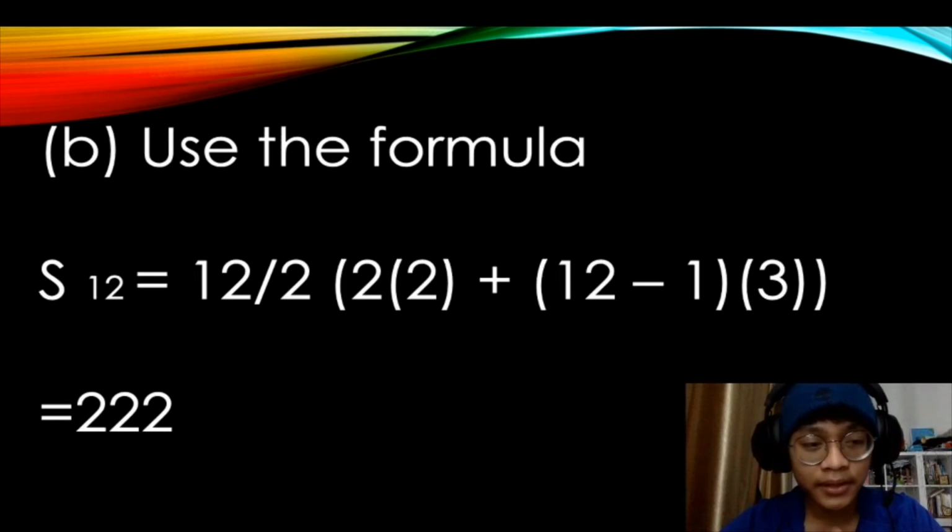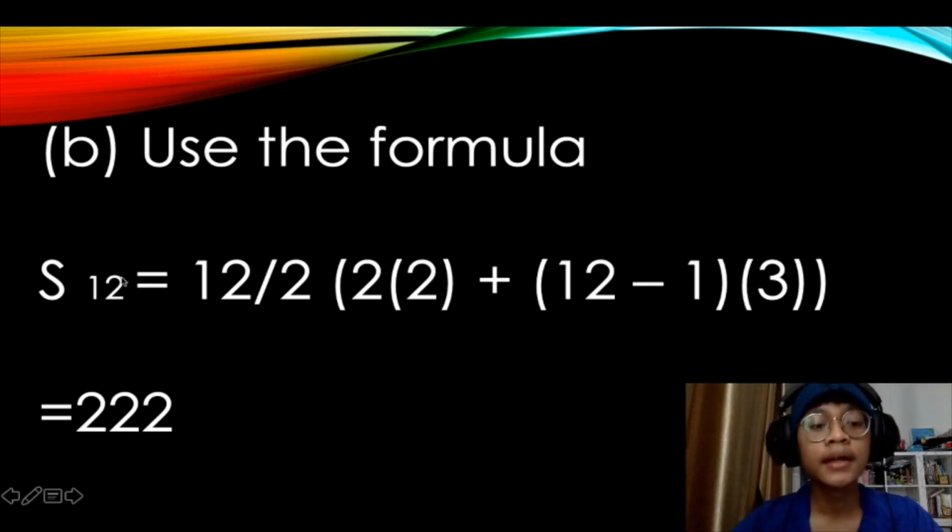Use the formula, that is Sn. n is 12 on the 12th day. Then n, that is 12 over 2 bracket 2 times A, that is 2, plus 12 minus 1, and then the common difference D, that is 3. And then the answer, when you solve it, you will get 222 on the 12th day.